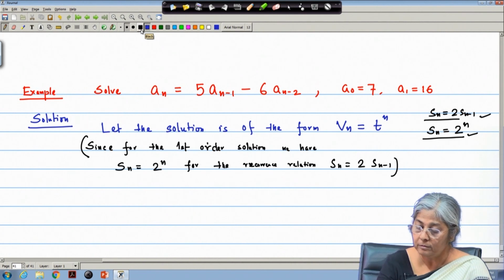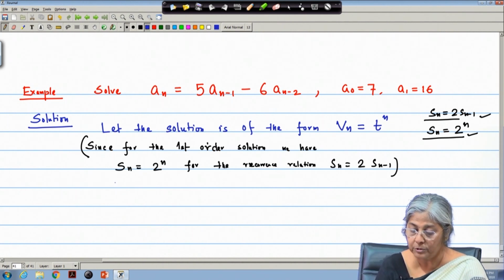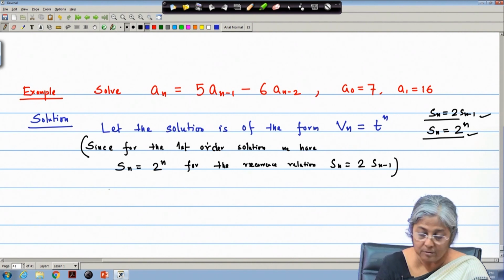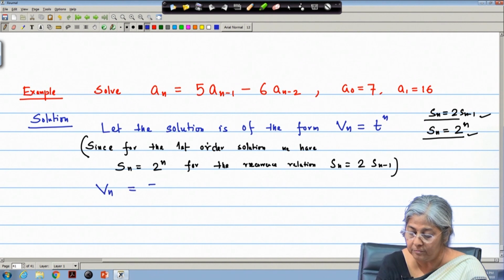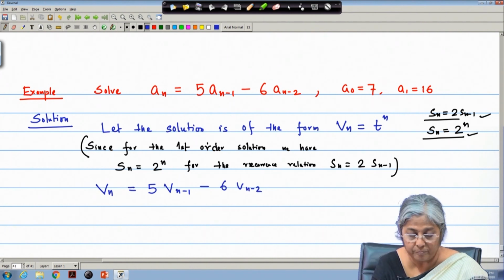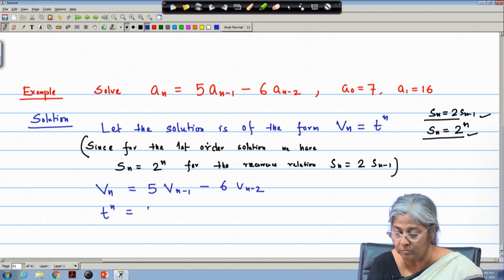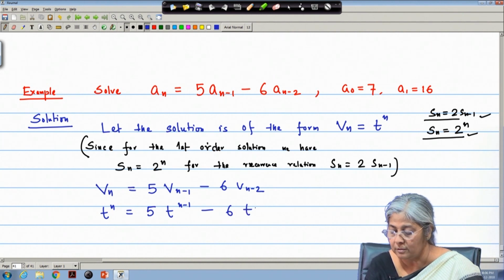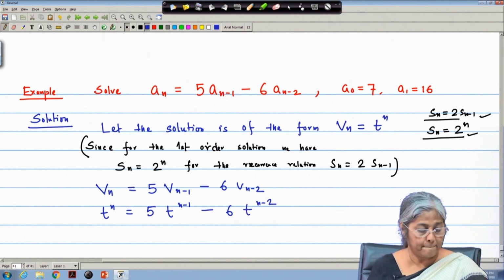So, now if I put here, then I get Vn is 5 Vn minus 1 minus 6 Vn minus 2. I put the solution, since Vn equal to t to the power n, this is the form. So, this is my form, t to the power n equal to 5 t to the power n minus 1 minus 6 t to the power n minus 2.